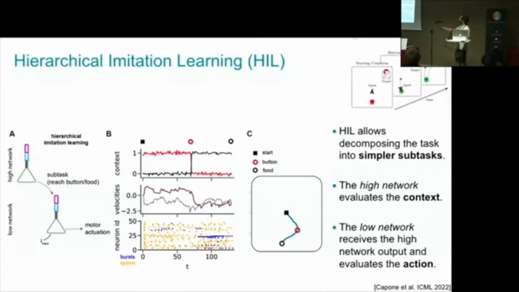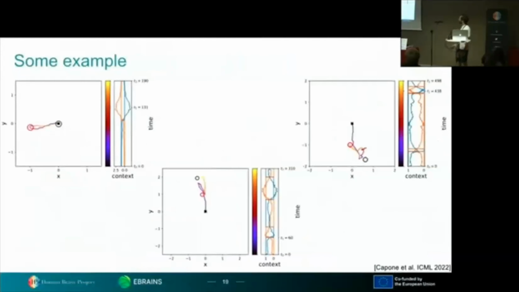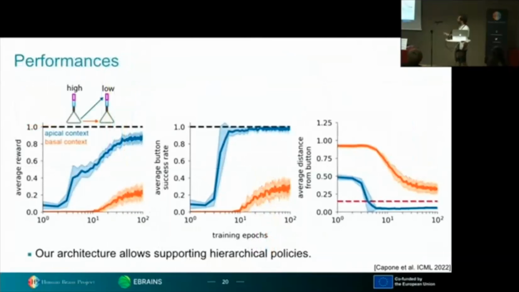The network starts from here, reaches the button, and then the food. Here I have a few examples, so you can see it generalizes to different positions of the food and different positions of the button. The result is really stable. You can see here the switch of the contextual signal produced by the high network in time. The maximum performance is 1, and the performance is pretty good. And in this plot, I want to show you that this kind of architecture is really required to solve the task.